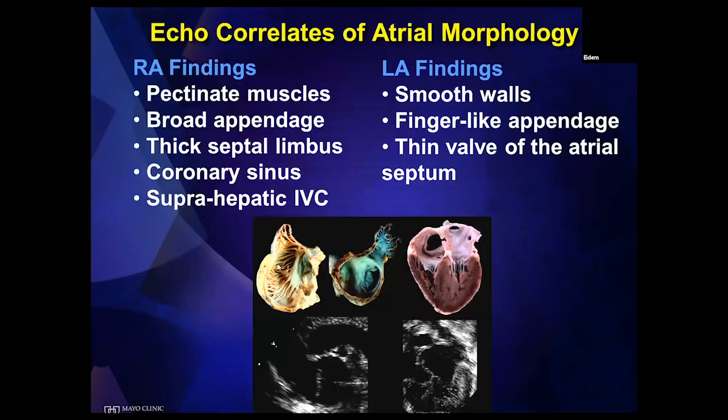As we move into the atrial morphology, what distinguishes a right atrium from that of a left atrium? Well, the right atrium has prominent pectinate muscles present, has a broad atrial appendage, and has a thick limbus of the atrial septum, as you can see here. The coronary sinus empties into the right atrium and is one of the more prominent features of the right atrium, as well as that suprahepatic portion of the IVC, which we said is the most significant hallmark of the morphologic right atrium. Contrast that with the left atrium, with the smooth atrial wall that we see within the left atrium, the finger-like left atrial appendage that's demonstrated here, and the thin valve of the fossa ovalis, which is a left atrial structure.